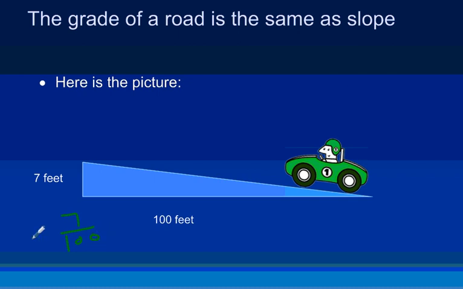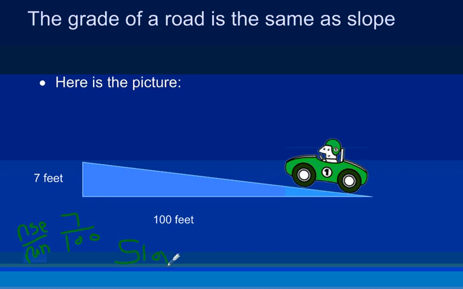He goes up, so we can say he rises for every 100 feet he runs, or he drives in this case. So we have a rise over run. So we put rise 7 feet over our run. So we know that he's going up 7 feet for every 100 feet. We're going to have a very special name for this, and this is called the slope.